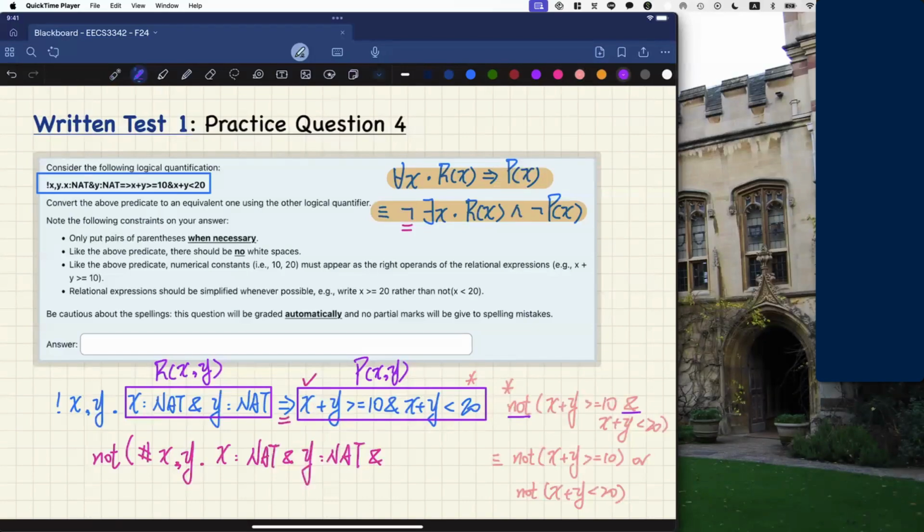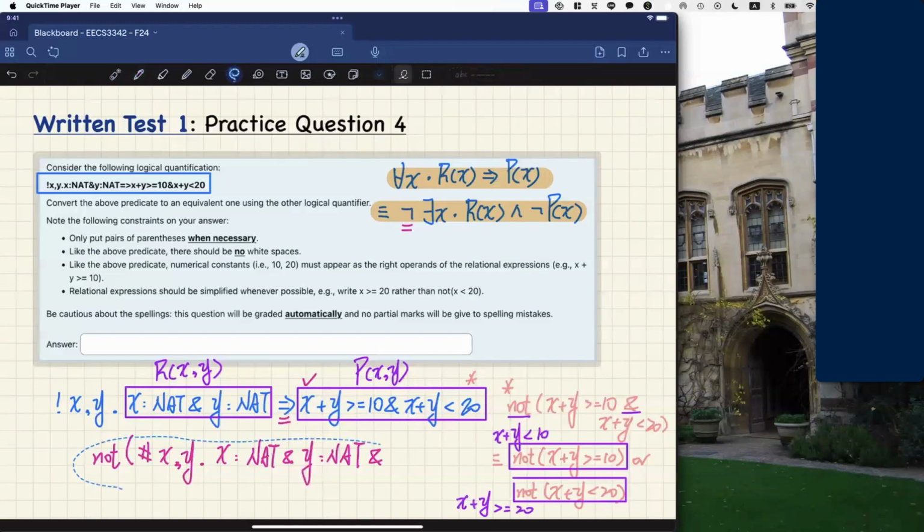So for this part here, I can just further simplify to say it's equivalent to x plus y less than 10. And this part over here is going to be x plus y larger than or equal to 20. All right, so that's an aside for calculation. So now I can put everything down. Let me just move this a little bit to the left.